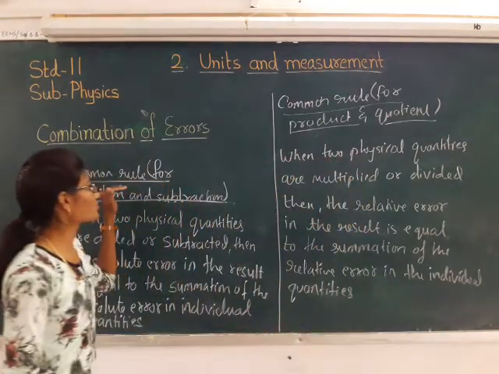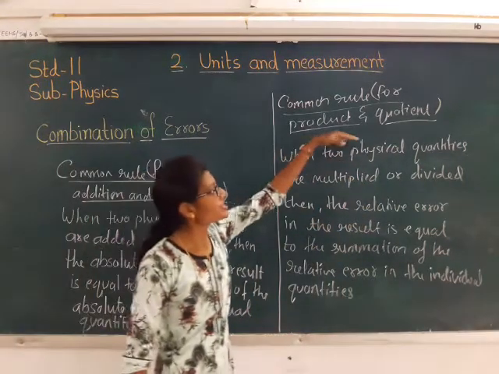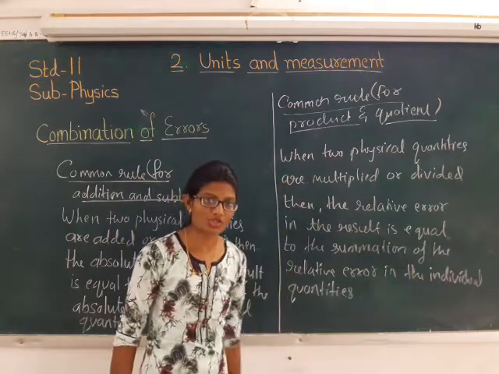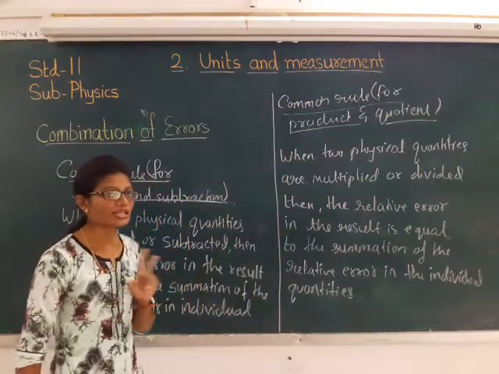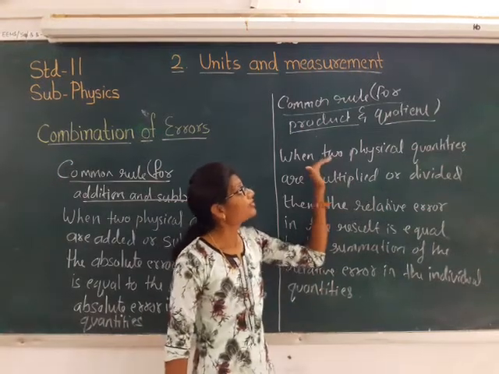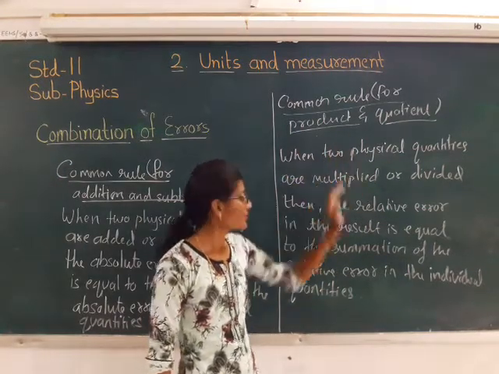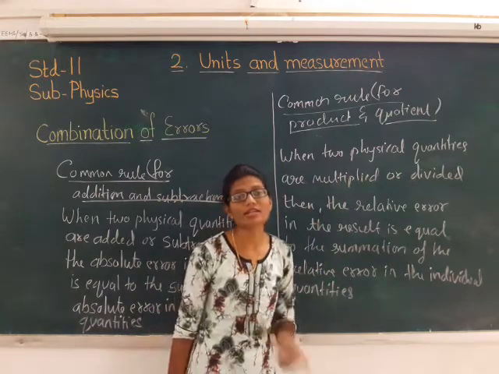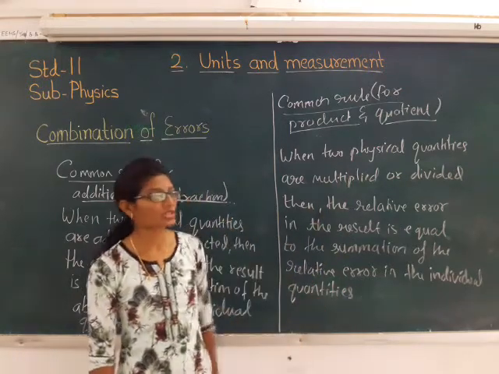So this is the common rule for addition and subtraction, and this is the common rule for product and quotient. For addition and subtraction, there is addition of the absolute error of the individual quantities, and for the product and quotient, there is summation of the relative error in the individual quantity. So students, you may note down.